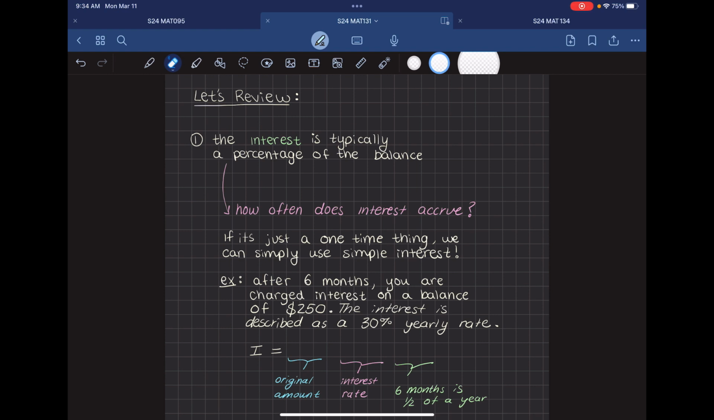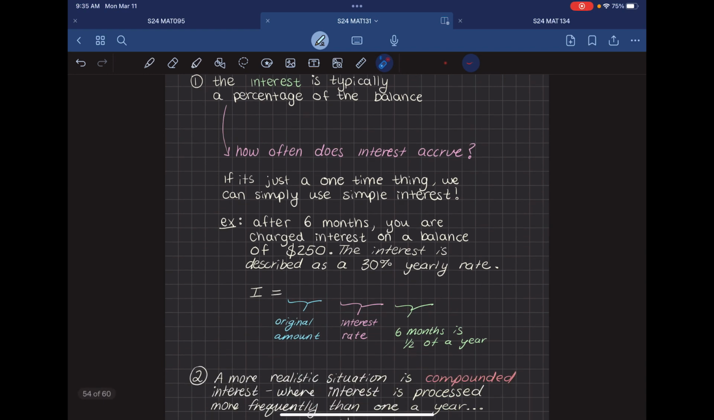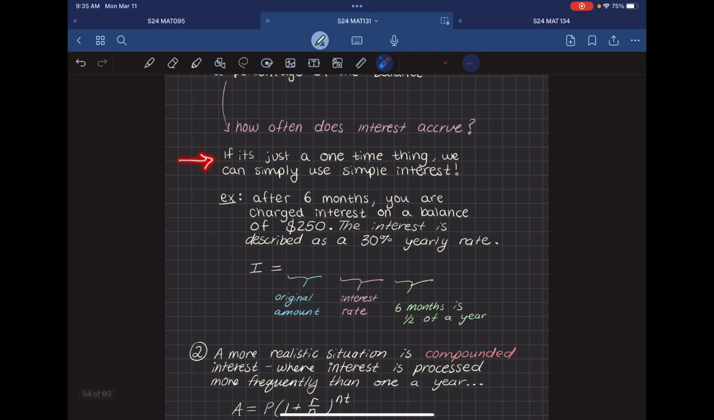Okay, so first, we're just going to review what interest is, simple interest, compound interest. So the interest is typically a percentage of the balance, and a big question between simple interest and compound interest is how often is interest accruing? So are we just at the end of a period applying the interest? That would be simple interest. Or throughout the time period, are we compounding interest? If it's just a one-time thing, we can use simple interest.